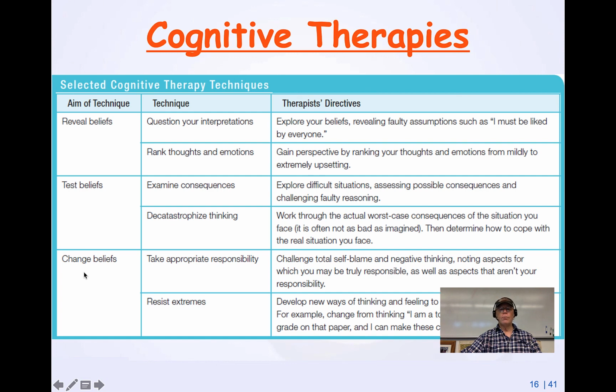All right, so rather than me reading all of this, I'll leave it up here. If you want to, you can pause the lecture and read it over time. You might want to take a few notes on this. So these are cognitive sections of cognitive therapy.